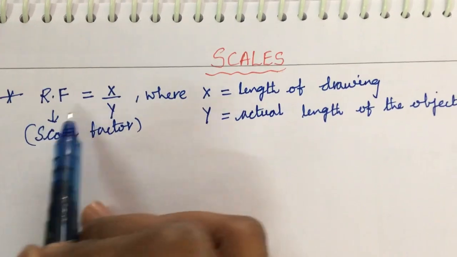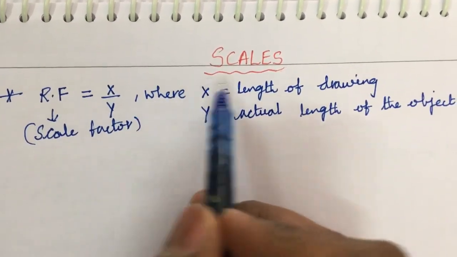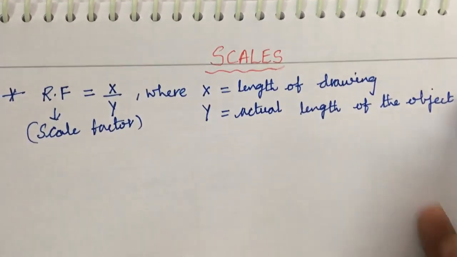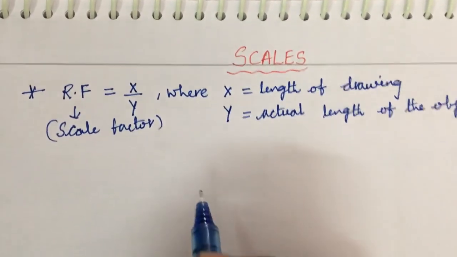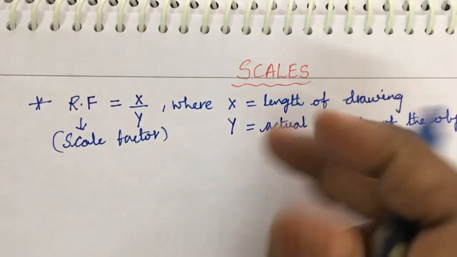Sometimes RF will be given directly, like 1 is to 100, 1 is to 200. So, there is no issue of working out the RF. Sometimes in the paper they will ask. This is for the length, dear students.